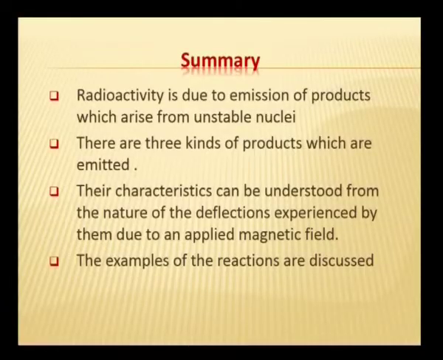And let me now pass on to the summary session of this lecture. Radioactivity is due to the emission of products which arise from unstable nuclei. There are 3 kinds of products which are emitted. Their characteristics can be understood from the nature of the deflections experienced by them due to an applied magnetic field. Examples of the reactions are discussed.